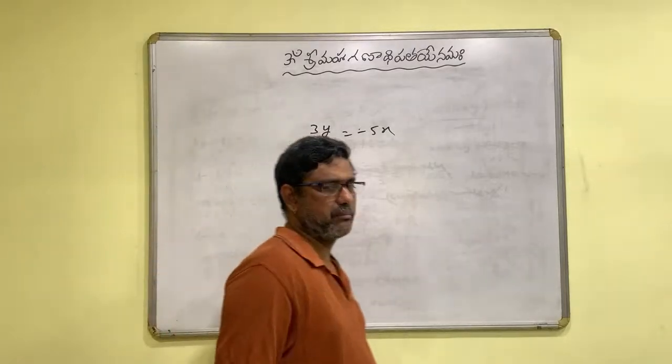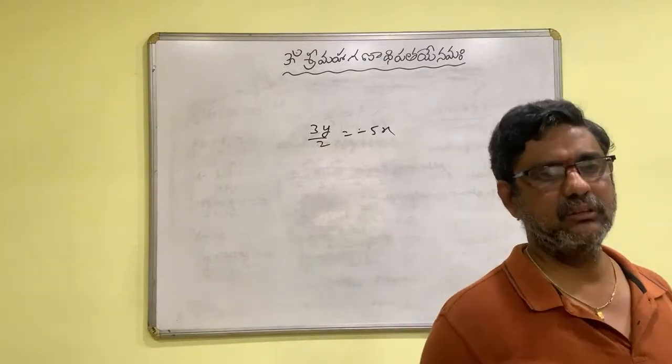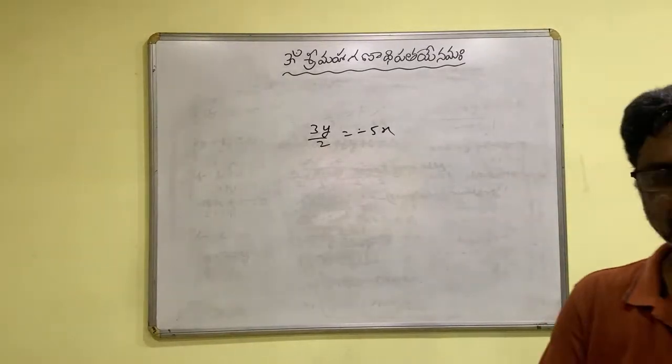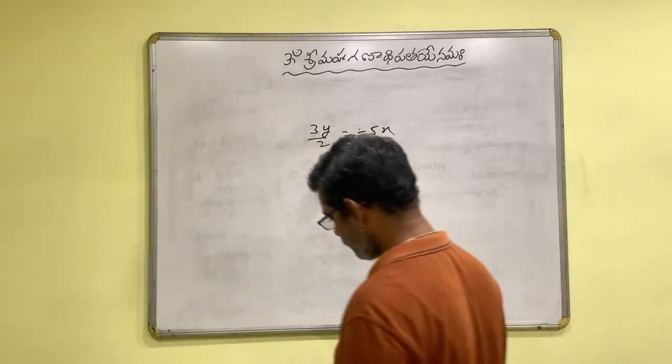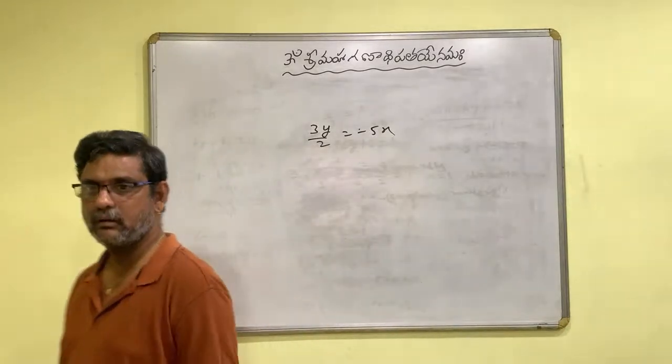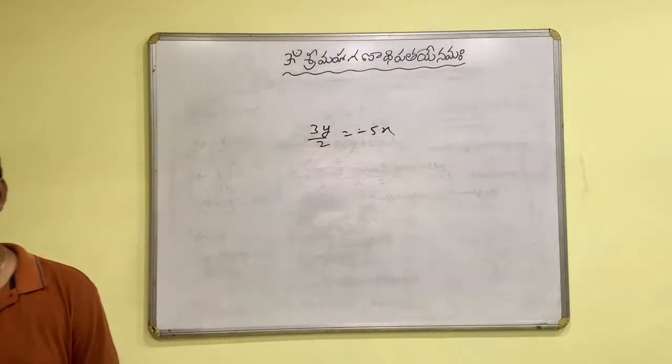Equation right. What is A, B, C? You didn't write A, B, C values.